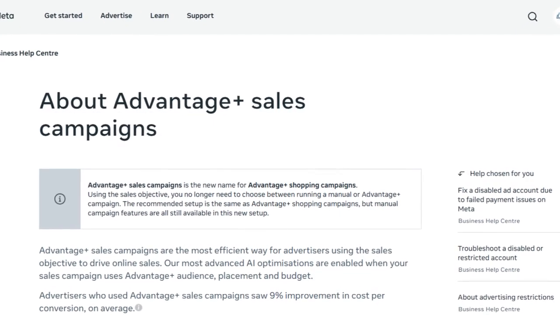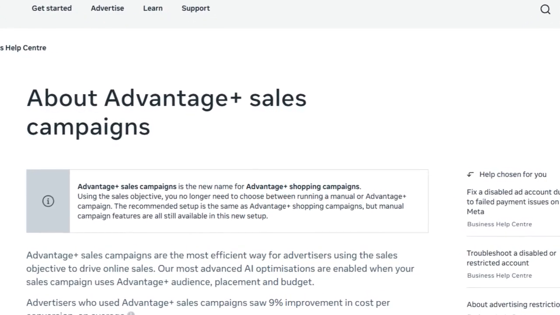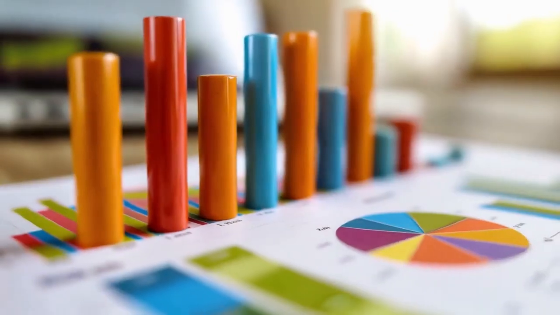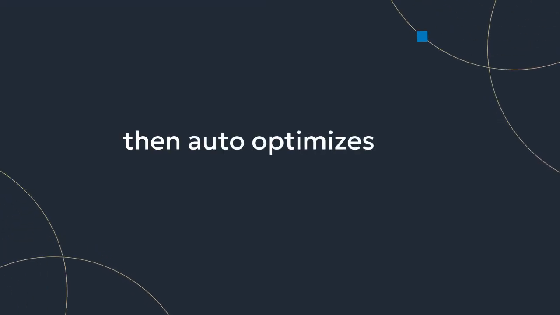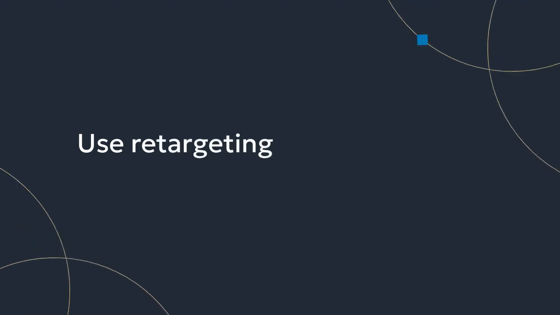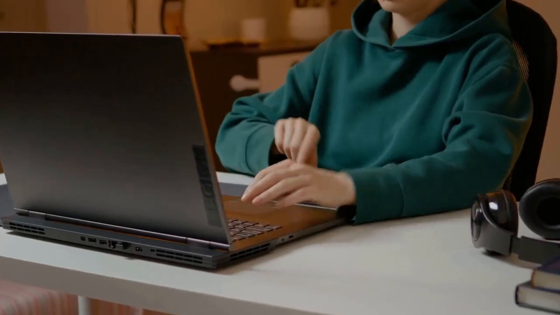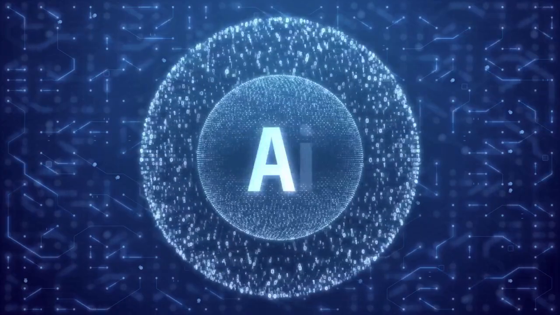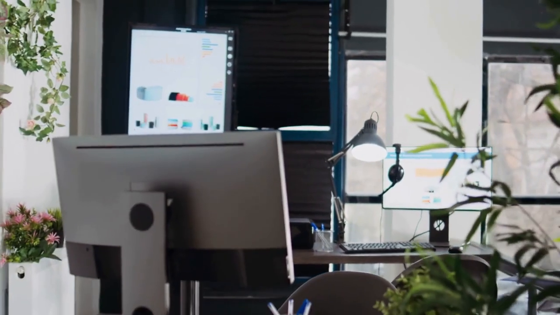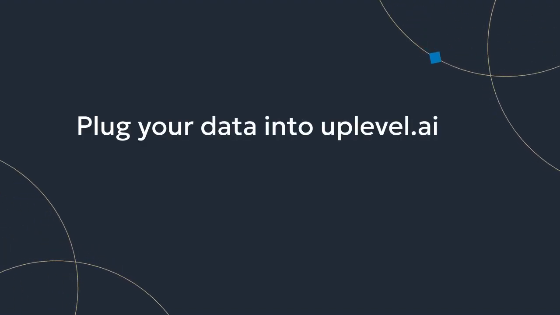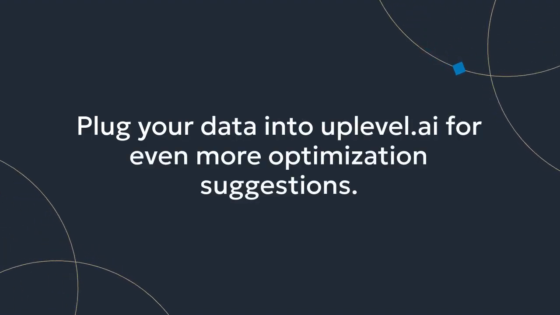Still worried about targeting? Meta's Advantage Plus AI studies real-time behaviors, engagement signals, and purchase history, then auto-optimizes your budget. Use retargeting to warm up cold leads. Test 2 or 3 versions of your creative. AI can generate them instantly. Run ads at off-peak hours for cheaper clicks. Plug your data into uplevel.ai for even more optimization suggestions.